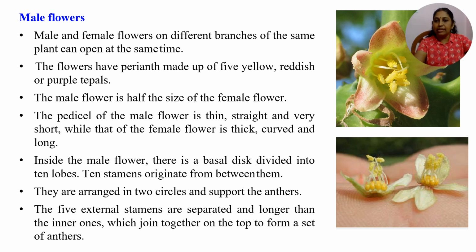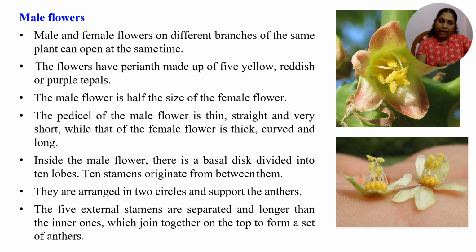The male flower is half the size of the female flower. In the male flower, the basal disc-shaped structure will be divided into almost 10 lobes, and 10 stamens will originate in between the lobes, not on the lobes. Inside the male flower, there is a basal disc-shaped structure, which is divided into 10 lobes. In between every lobe, stamens will originate.